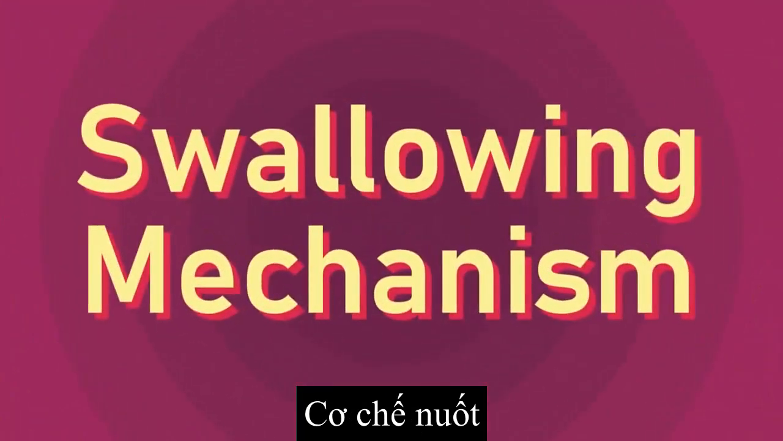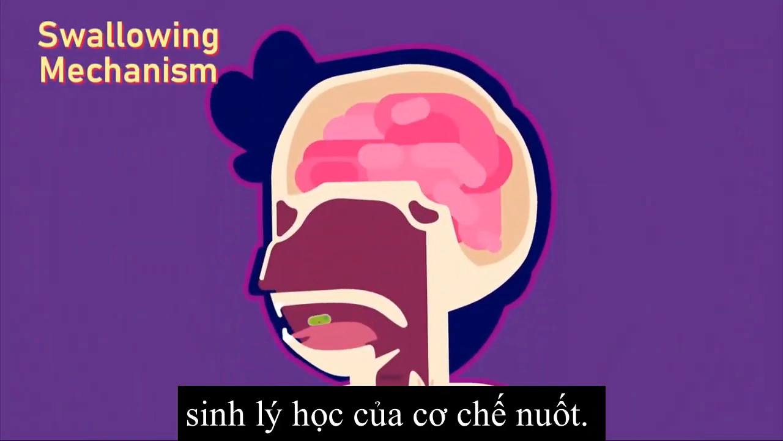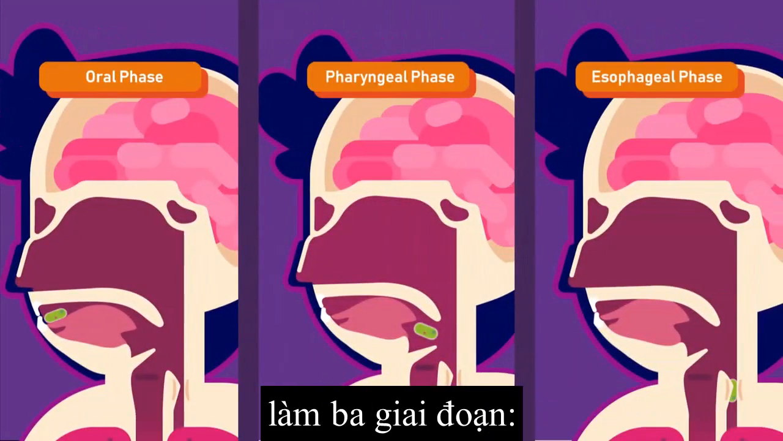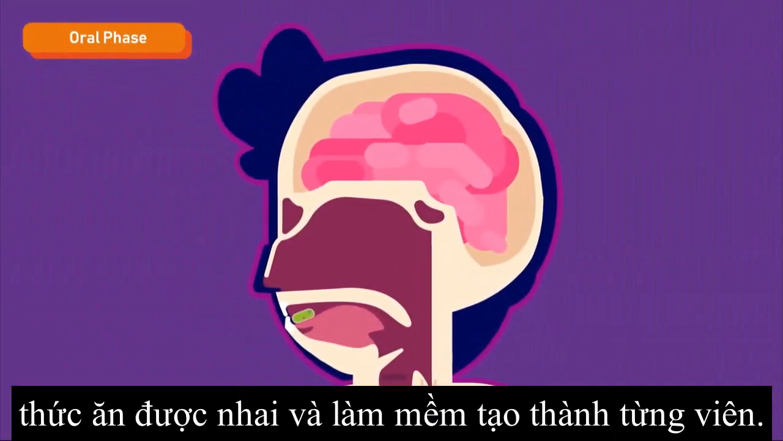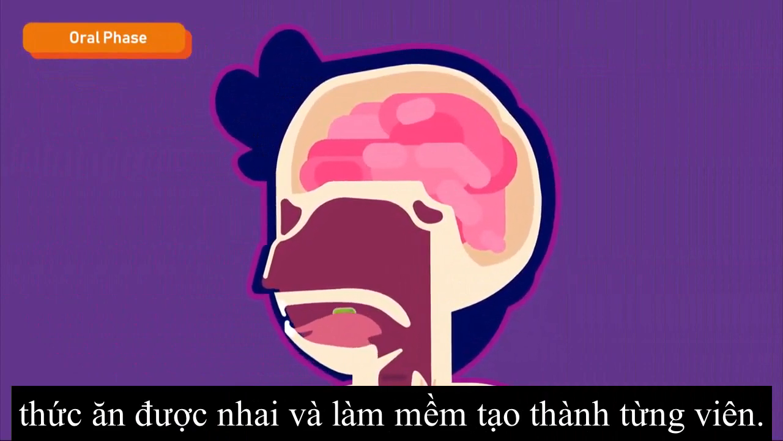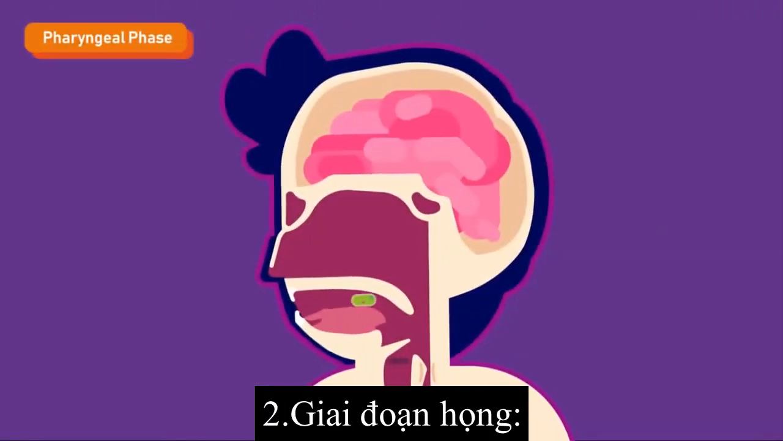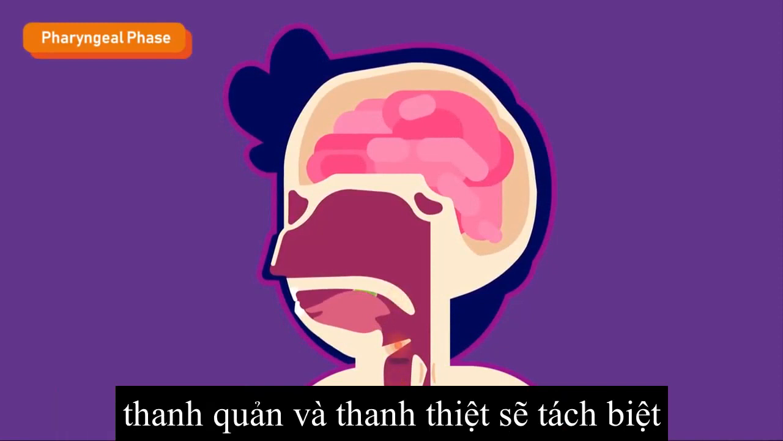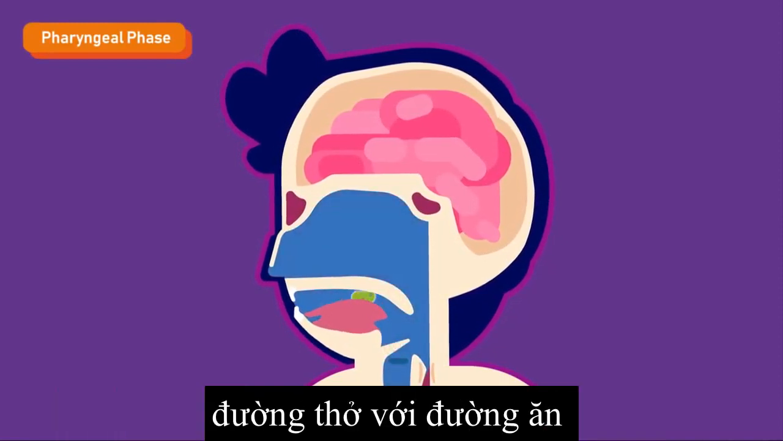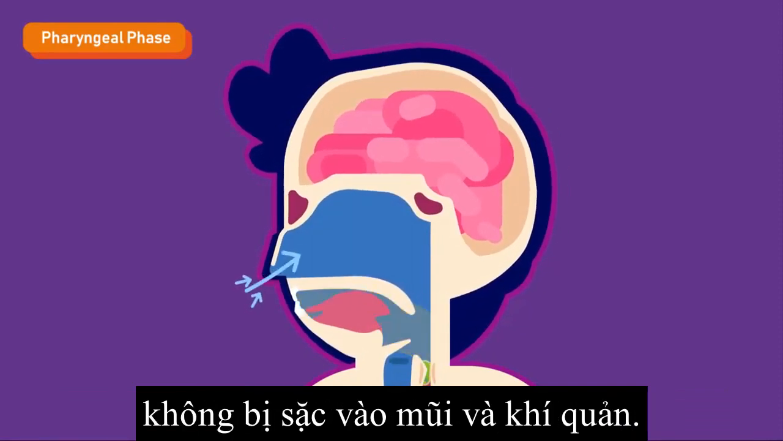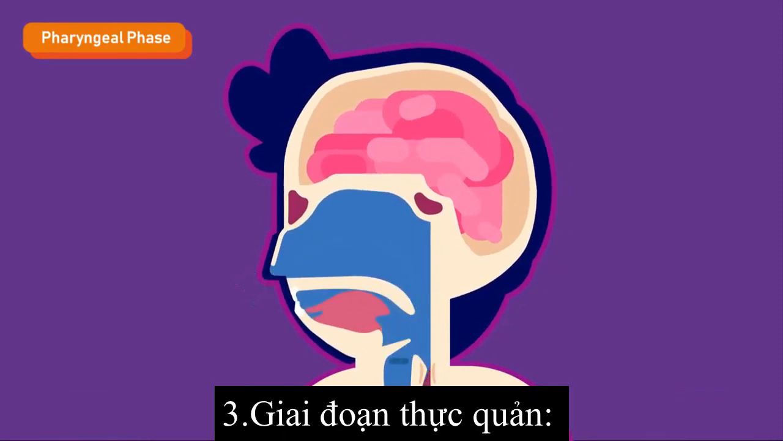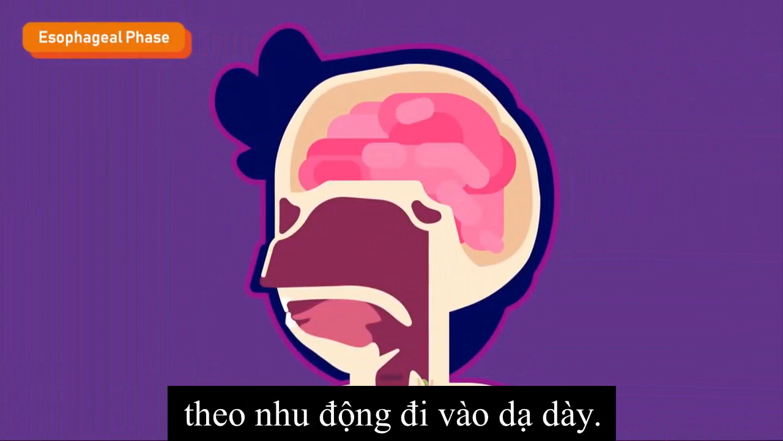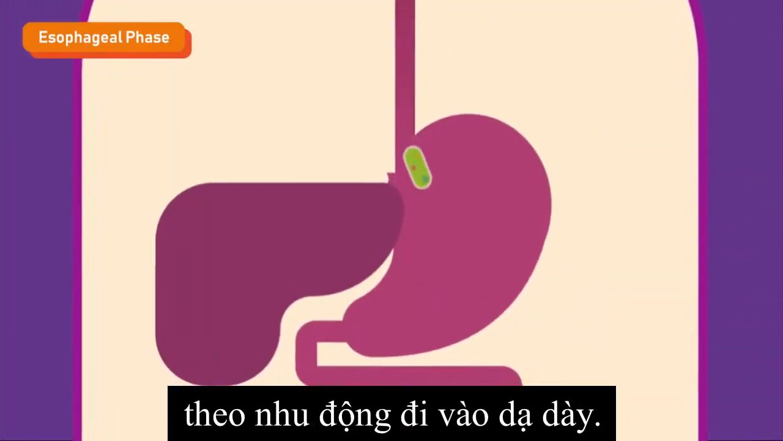The swallowing mechanism. Let's begin by reviewing the physiology of the swallowing mechanism. It is generally divided into three phases. Oral phase, in which the food is chewed and lubricated to form a bolus. Pharyngeal phase, in which the movements of the soft palate, larynx, and epiglottis separate the air passage from the food passage so that food and drink are not aspirated into the nose or trachea. Esophageal phase, in which the food passes down the esophagus via peristalsis into the stomach.